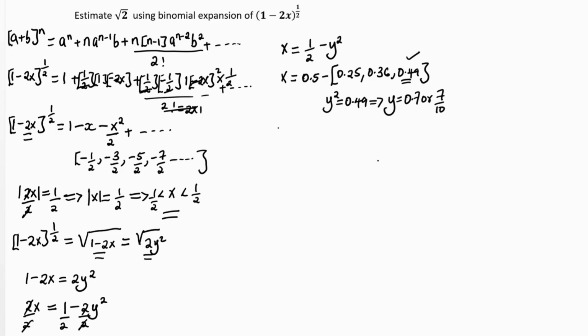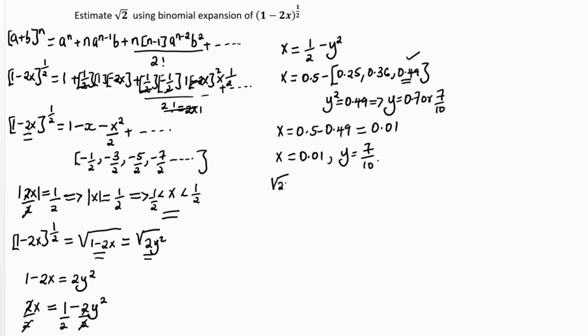So we're going to use this value to find the value of x. So x is the same as 0.5 minus 0.49, which is equivalent to 0.01, which is the value of x. So x therefore is 0.01, and the value of y is 7 over 10. So we're going to use the two values.